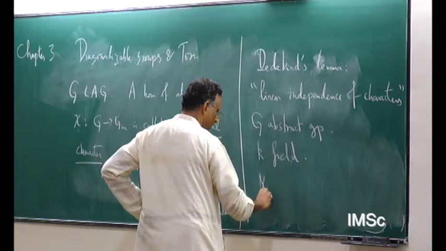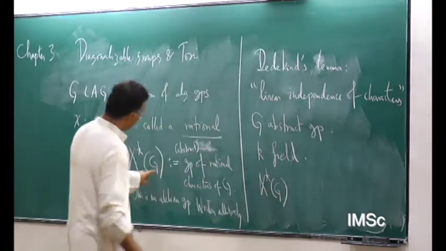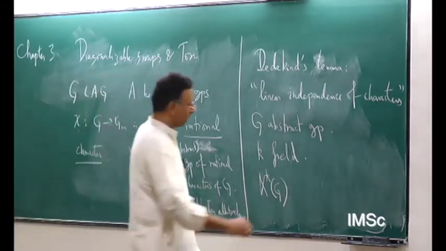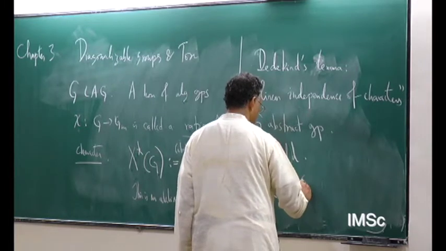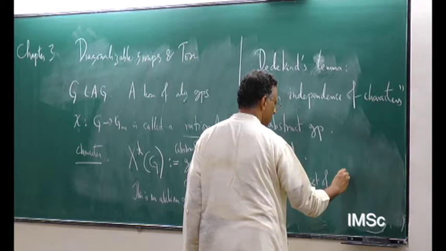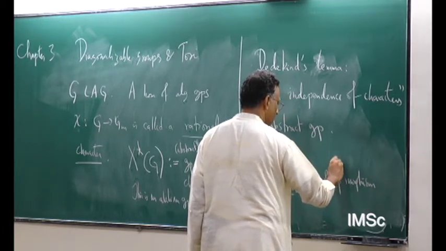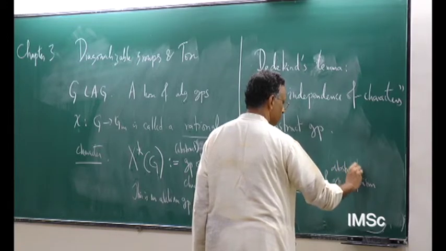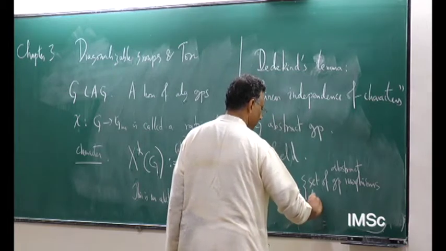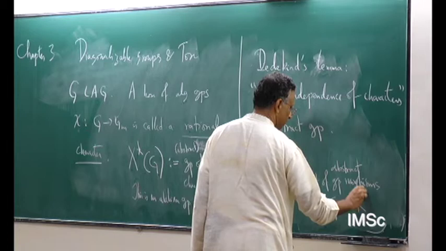So X star, let me abuse notation and use the same thing as here, is equal to the set of abstract group homomorphisms from G to K star.